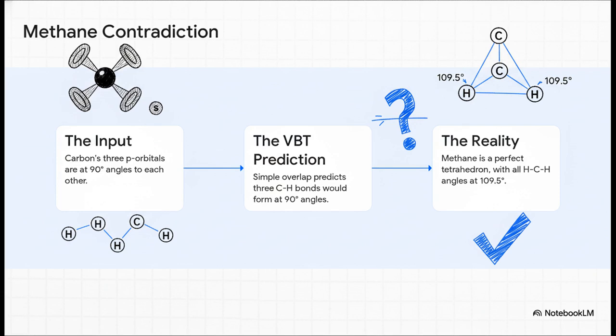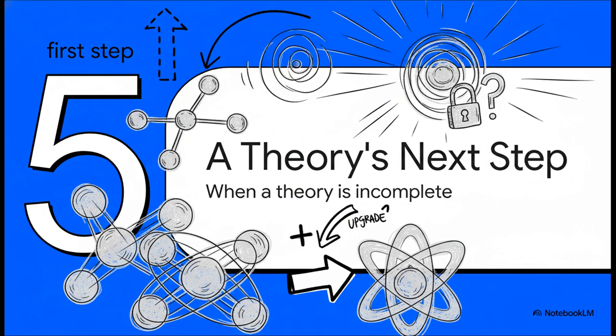But the reality? We know from countless experiments that methane is a perfect, beautiful tetrahedron. Every single H-C-H bond angle is exactly 109.5 degrees. Our theory just predicted the wrong shape. Now, this contradiction doesn't mean we should just throw valence bond theory in the trash. Not at all. It just means it's incomplete. It's a fantastic first step, but it needs an upgrade to handle the full three-dimensional complexity of the real world.